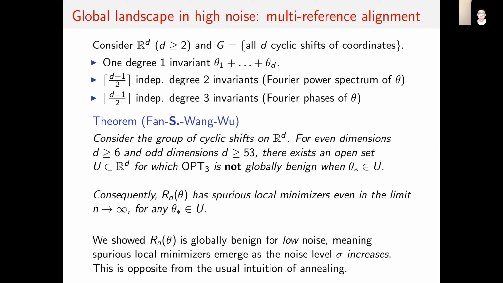In this setting, we're able to show that for an open neighborhood of unknown signals, the degree 3 moment matching loss is not globally benign in large dimension. This implies that the negative log likelihood has spurious local minimizers even for large sample size in large dimension. Now let's recall that the landscape was shown to be globally benign for low noise, which means that these spurious local minimizers must emerge as the noise level increases. This is counter to the usual intuition that injecting more noise smooths out the landscape.